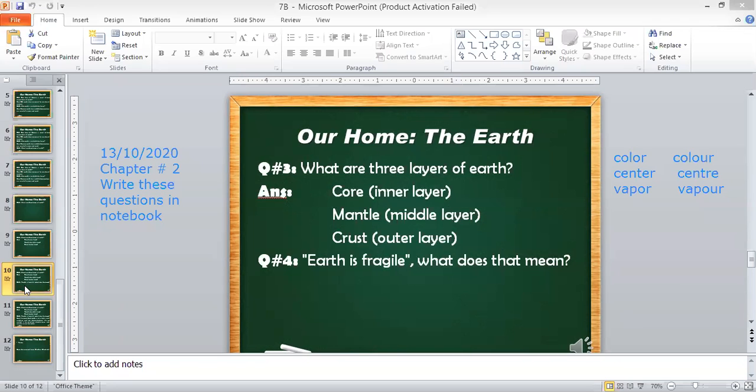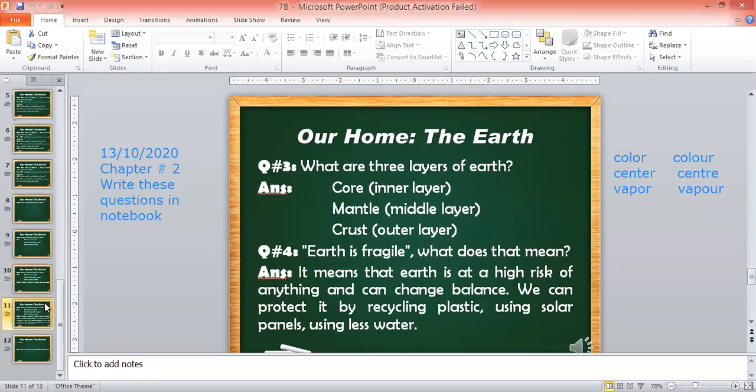Now the answer for question number 4 is that it means Earth is fragile. What does that mean? It means that Earth is at a high risk, and anything can change the balance: the balance of temperature, the balance of wind, the balance of water, the balance of food. So everything can be changed with the high risk of anything.